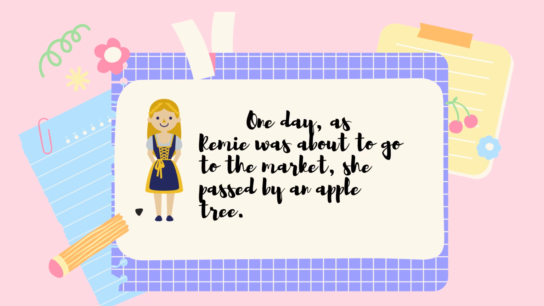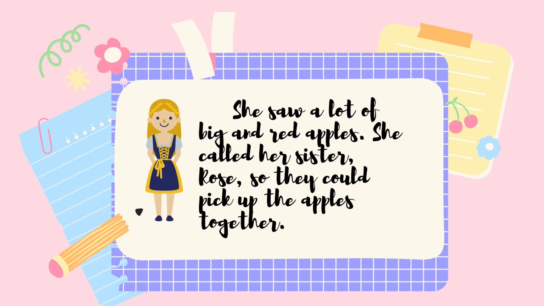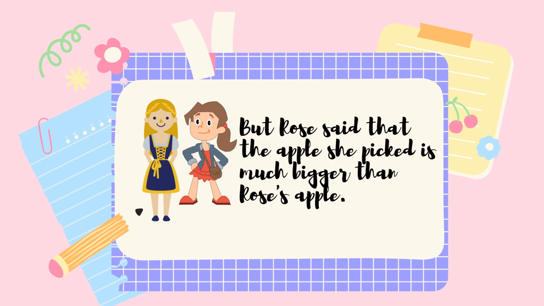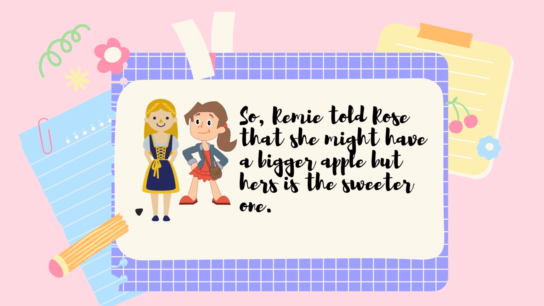One day, as Remy was about to go to the market, she passed by an apple tree. She saw a lot of big and red apples. She called her sister Rose so they could pick up the apples together. As they were picking the apples, Remy showed off and told Rose that she had picked a big apple. But Rose said that the apple she picked is much bigger than Remy's apple. So Remy told Rose that she might have a bigger apple, but hers is the sweeter one.